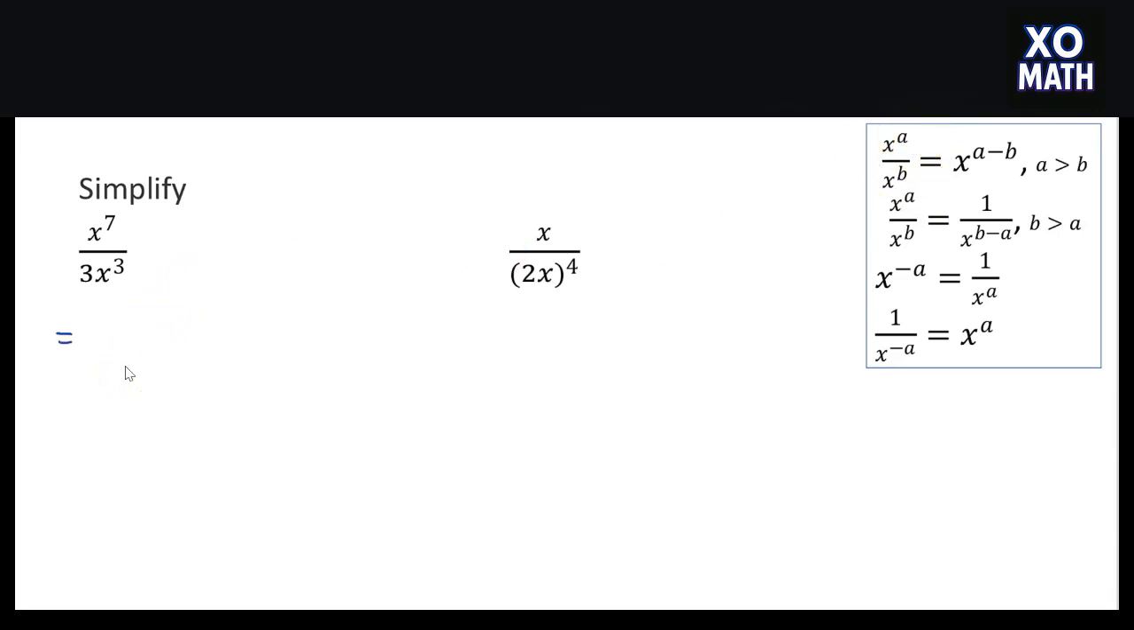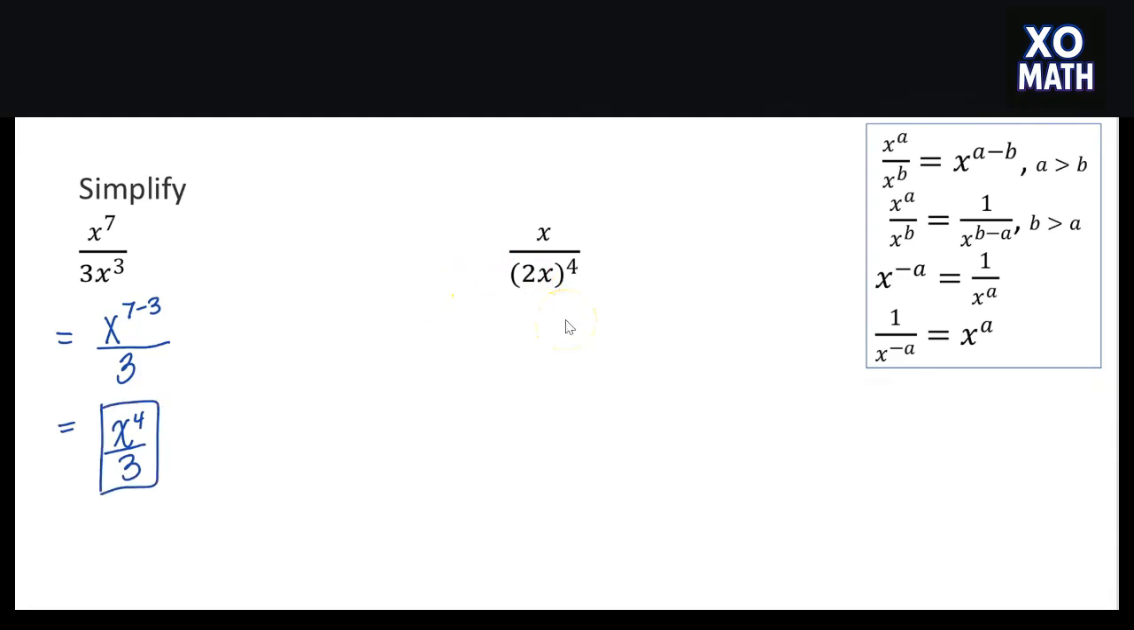So this is going to become x to the 7 minus 3, and the 3 is going to be left on the bottom. So the x to the 3rd essentially moved to the top and is subtracted from the 7. So x to the 7 minus 3 becomes x to the 4th over 3.